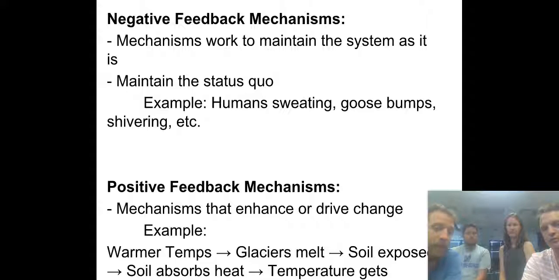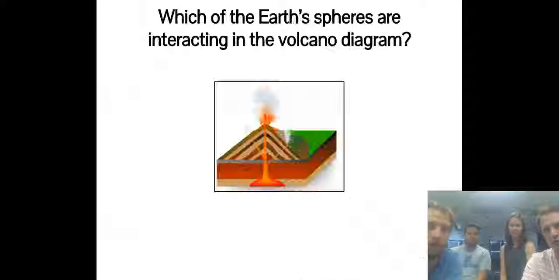So one example is, say if it gets warmer outside, the glaciers can start to melt, which exposes more soil, and soil actually absorbs a lot more heat. And so the temperature is going to keep going up. More glaciers are going to melt, the temperature gets warmer, and the cycle just continues, and the temperature continues to get warmer. So a positive just means it's driving change, like it's a positive change going on.